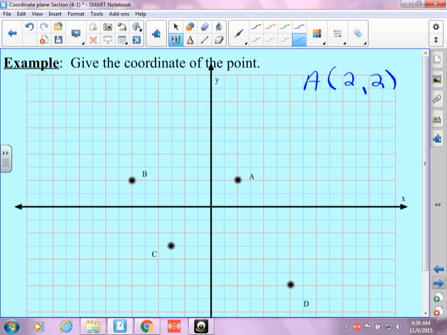Let's take a look at B. What would be the ordered pair of B? Yes. Negative 6, 2. It's (-6, 2). That's correct. So I go to the left 6, and I go up 2. And then C.